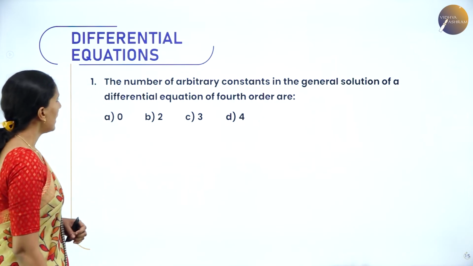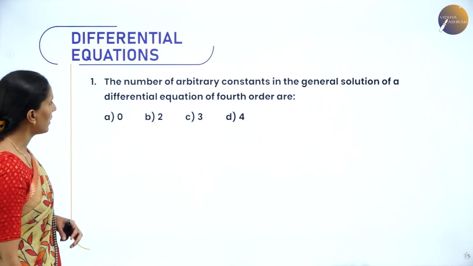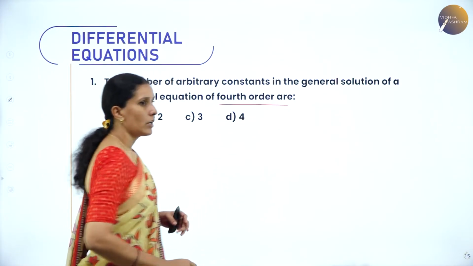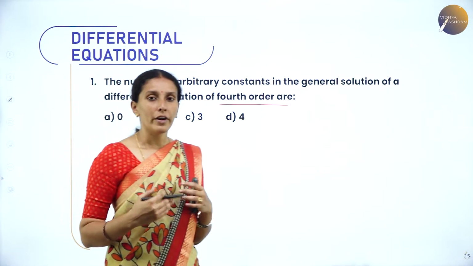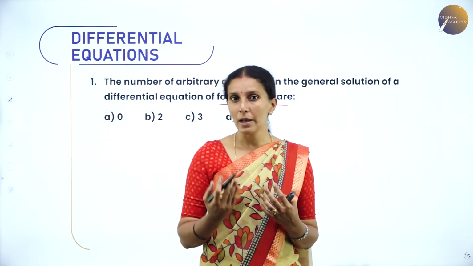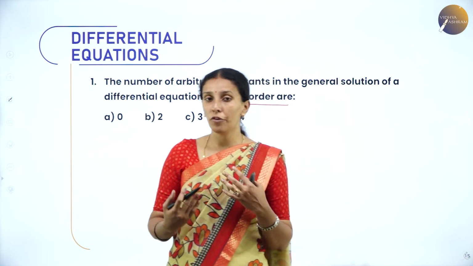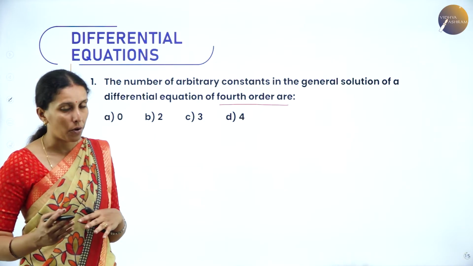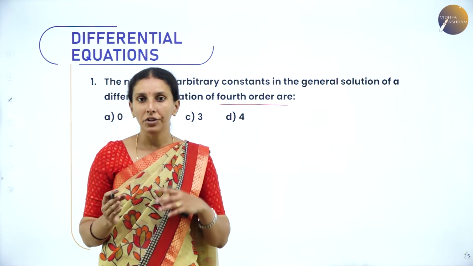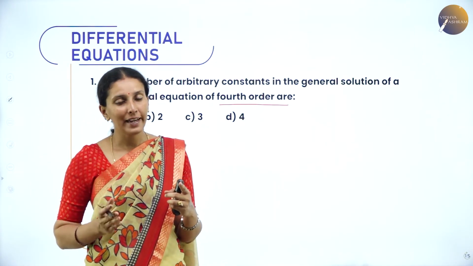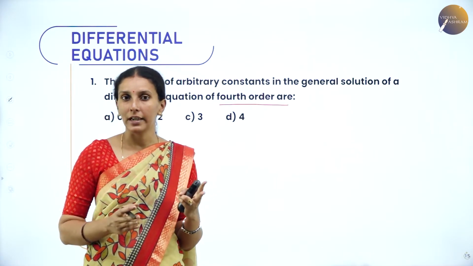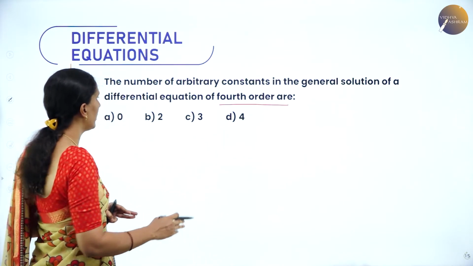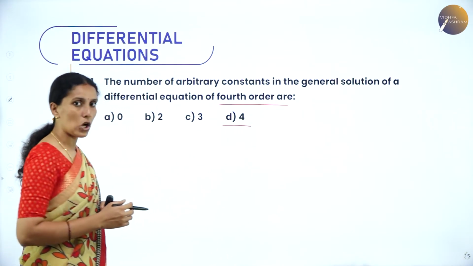So look here, the number of arbitrary constants in the general solution of a differential equation of fourth order. We know that for n-th order there will be n number of constants. In the same way as in the case of a polynomial, if you have a first order derivative, we will have one constant. If you have a second order derivative, we will have two constants. If it is third order, it is 3. Similarly, if it is fourth order, then it contains 4 arbitrary constants.